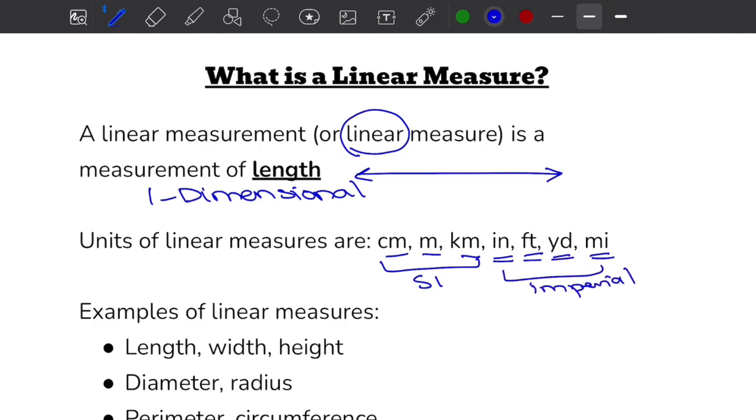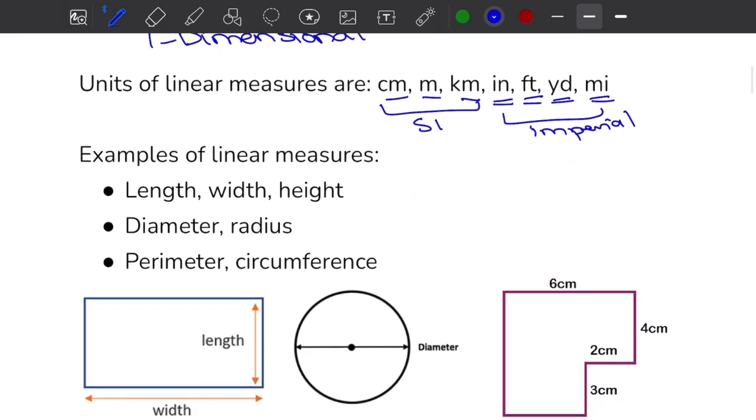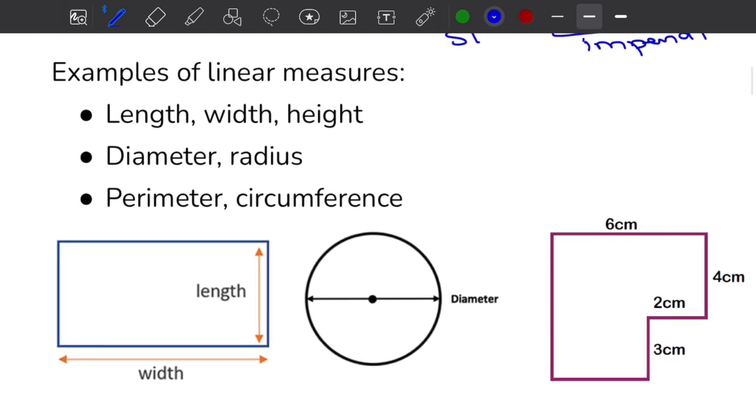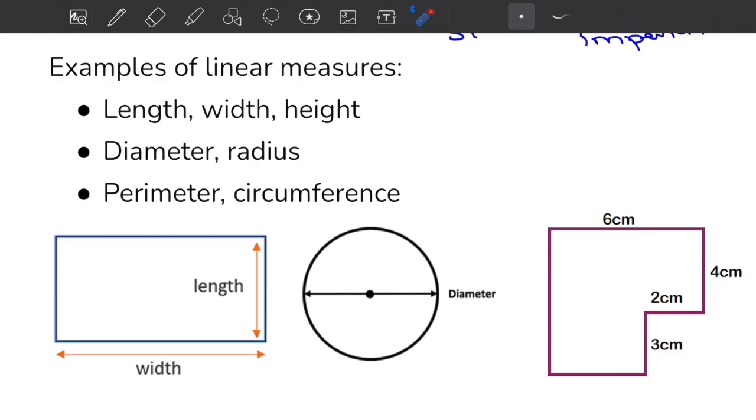Okay, so let's discuss some examples of linear measures, or measures of length. Some examples are length, width, and height, diameter and radius. So this is a measure of length, for example. Usually we say this is the length and this is the width, but it's fine. So you see how this is a distance and this is a distance. It's one dimensional. So these are called linear measures.